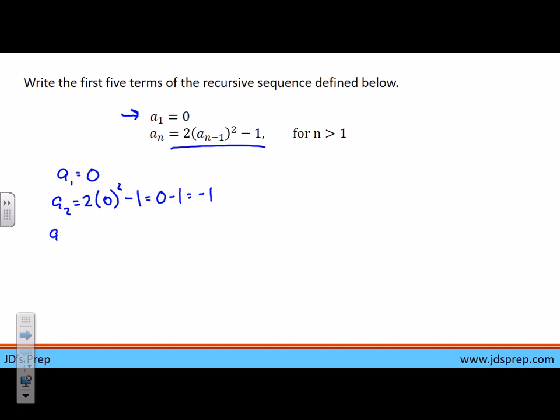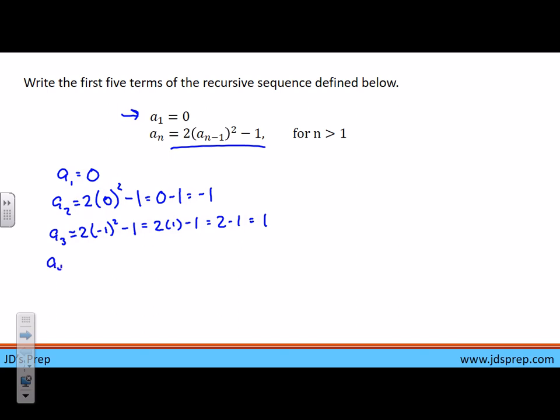For a3, I'm going to do the same thing, except now I'm going to plug in the negative 1 that we just got. So following those rules again, we have 2 times negative 1 squared minus 1. Negative 1 squared is 1, so we have 2 times 1 minus 1, which is 2 minus 1, which is 1.